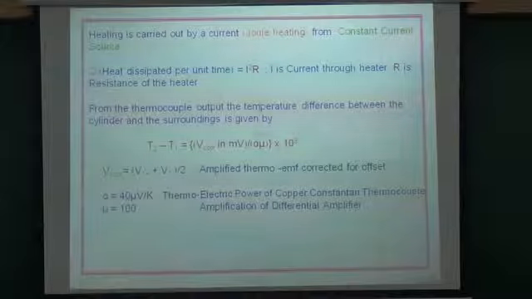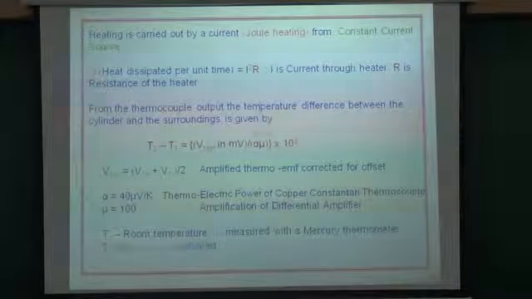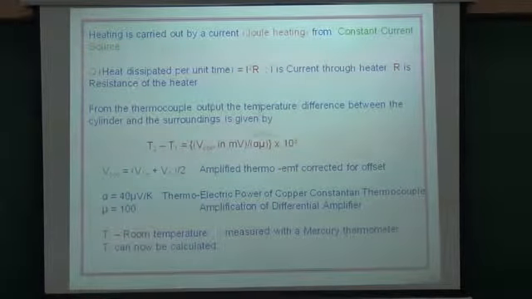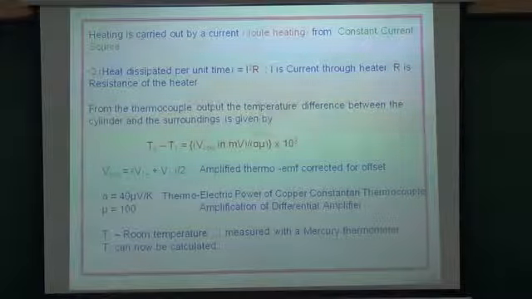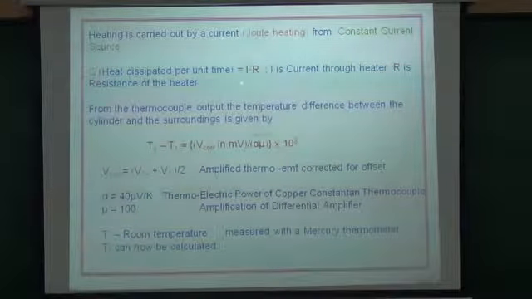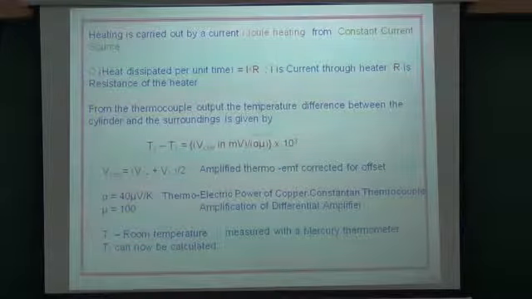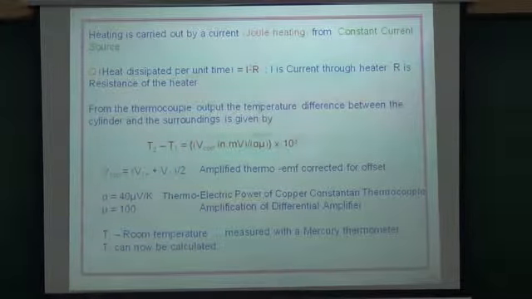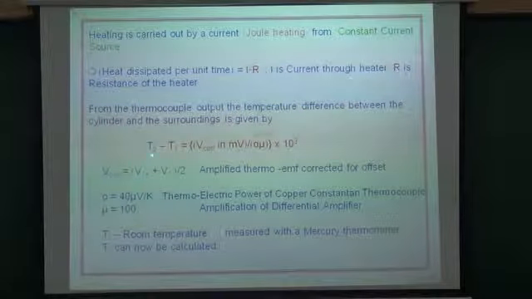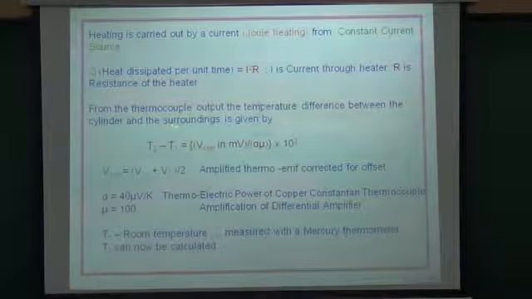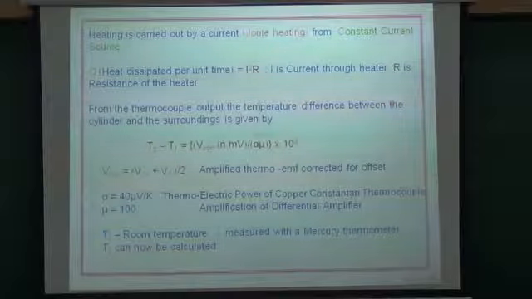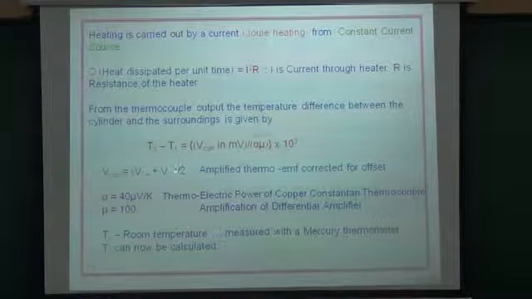So heat is generated by the current source, that is Joule heating. So Q is equal to I squared R. I is our choice. R is the resistance of the heater, that is 20 ohm in our case. I is the current. So from the thermocouple output, we can find out the value of T2 minus T1 to be equal to V corrected. V corrected is V plus minus V minus.